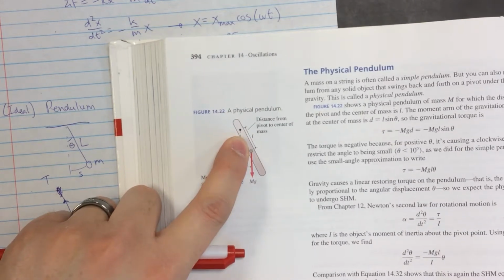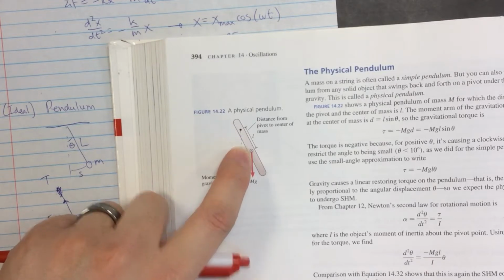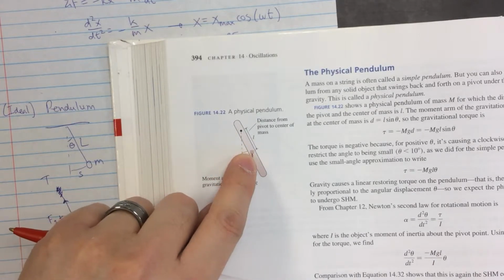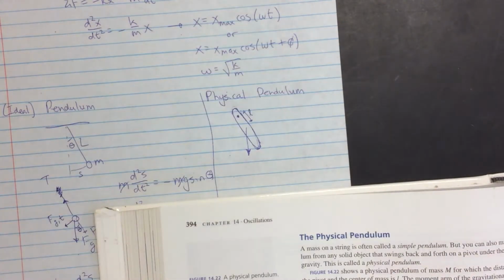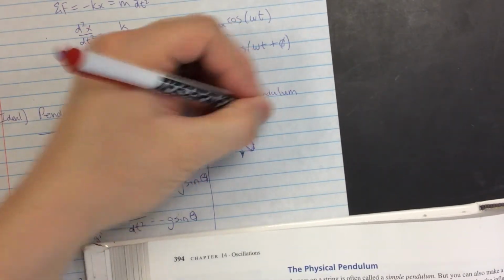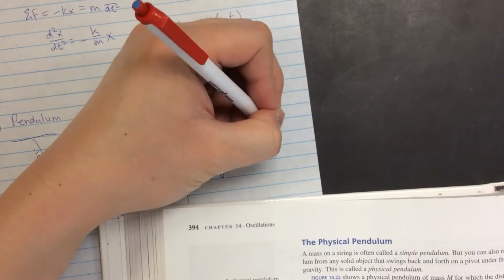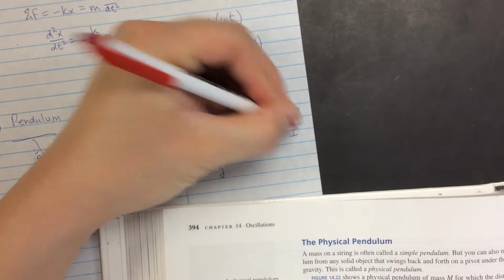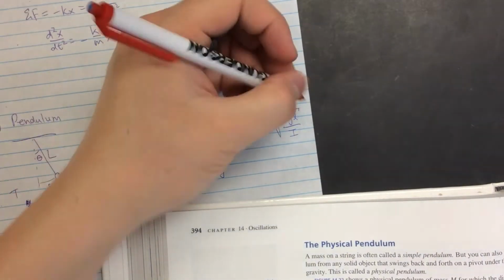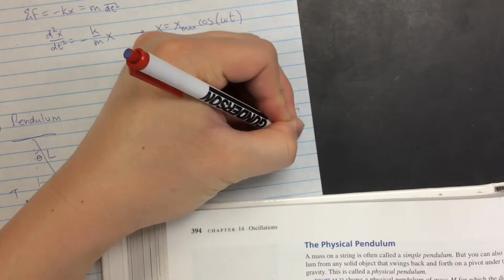L is the distance from the pivot, so it doesn't have to be at the top. It's just how far the pivot is from the center of mass. So as long as you know where the center of mass is, and you know how far it is from the pivot, and you know the moment of inertia, then you can figure out what that natural frequency is going to be. So this one is kind of a good one to memorize. That's mgL over I.